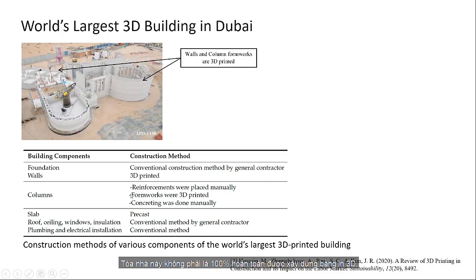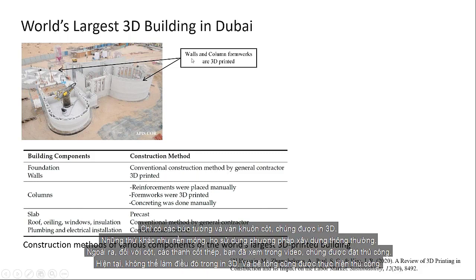Now, let's talk about it. This building is not entirely 100% 3D printed on site. Only the walls and the columns are 3D printed. Other things like the foundation, they use the conventional method. Also, for the columns, as you saw before, the reinforcement bars are placed manually. It's not possible to do it in 3D printing for now. And also the concreting is done manually.